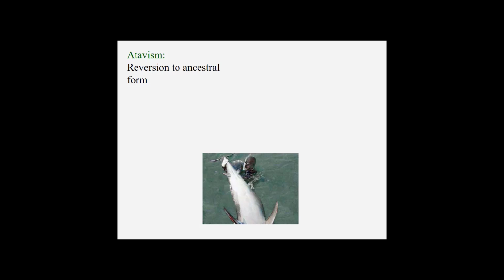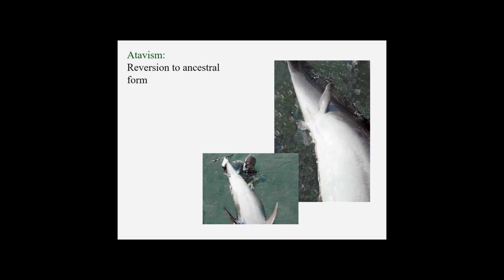Here we can take a look at another example. Here's a dolphin in which those hind limb buds were not reabsorbed. And what do we find on this dolphin? We find that it has these well-developed hind flippers. Now again, as we think about this, what effect would this likely have on the dolphin? Well, it's probably going to create greater drag, slowing this dolphin down. So it's probably not going to get as much food.